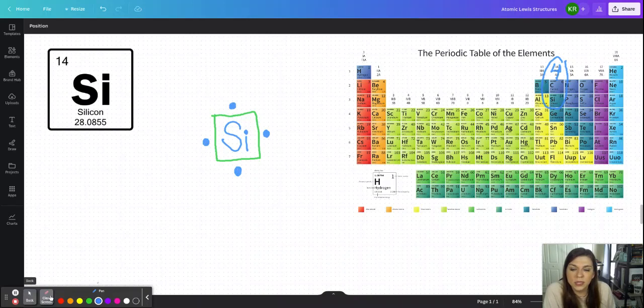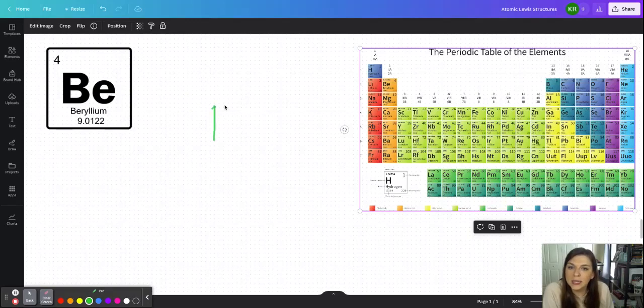And then we can erase the training wheels. And then we will have our Lewis structure for silicon. Beryllium is Be, and it is right here in group 2, so it'll only have 2 valence electrons.